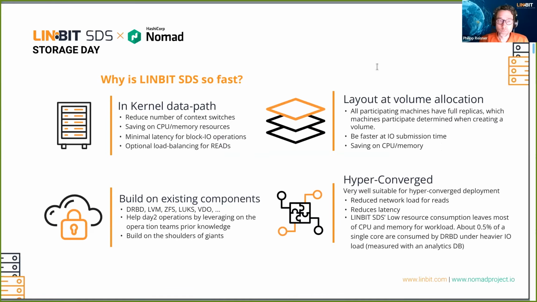So why is it fast? Where do we fit? We have an in-kernel data path, so that allows us to do various tricks and optimizations that are not possible when the data path is in user space. So we can reduce the number of context switches in certain scenarios. The name of this data path is DRBD, and I will talk a little bit more about it because I'm connected to this open source project.